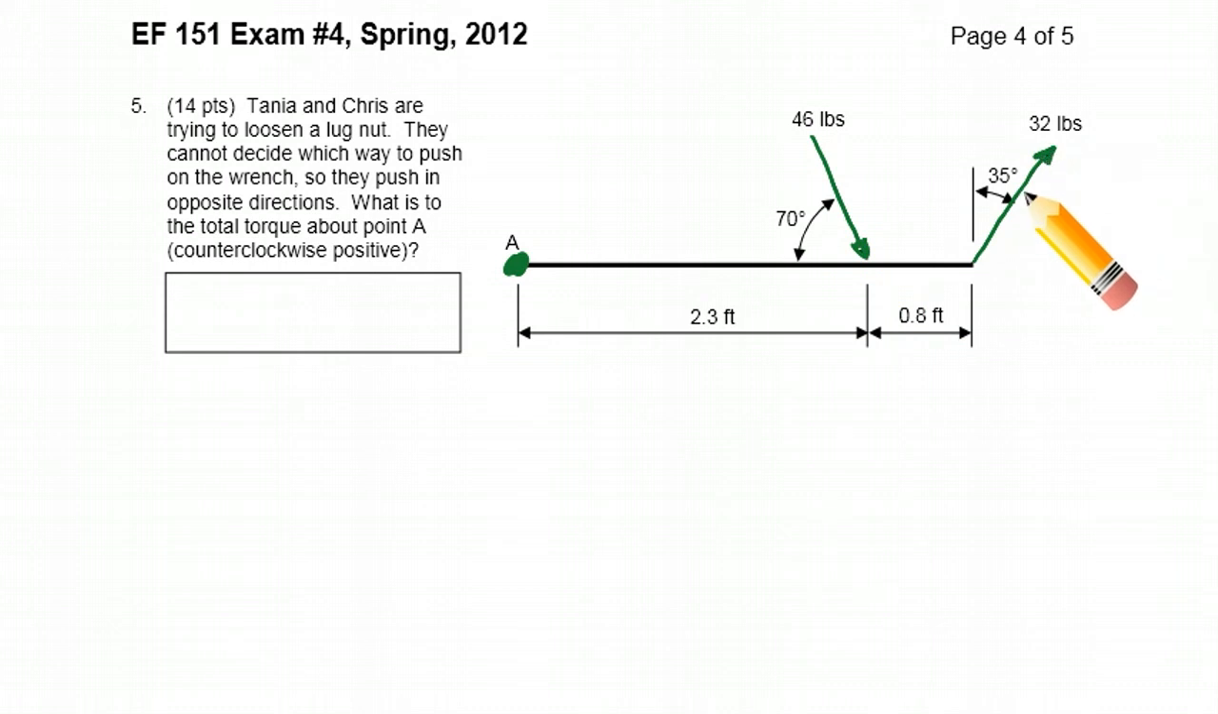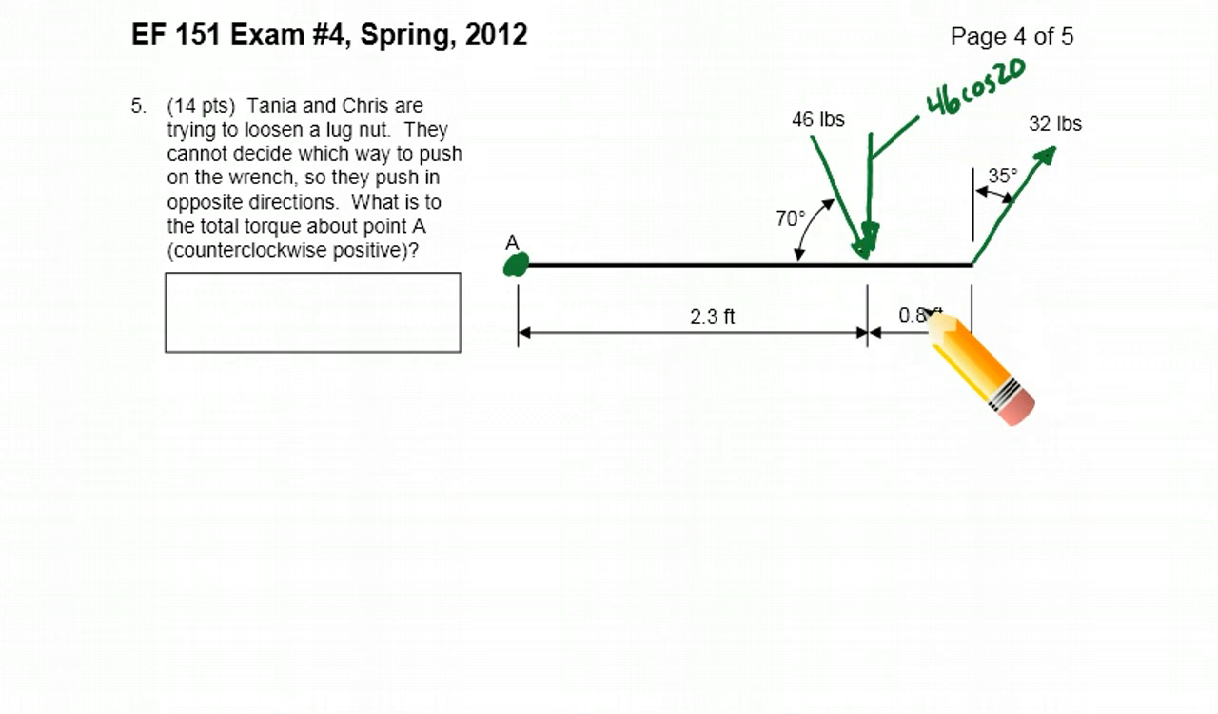So remember, torque is force times perpendicular distance. So by far the easiest way, I think, for working these is to break the forces into components. So we'll break this force into a component vertically. You can look at that several ways. I would probably look at it as 46 cosine of 20. It would also be 46 times the sine of 70. And it would also have a component in this direction that would be 46 times the cosine of 70.